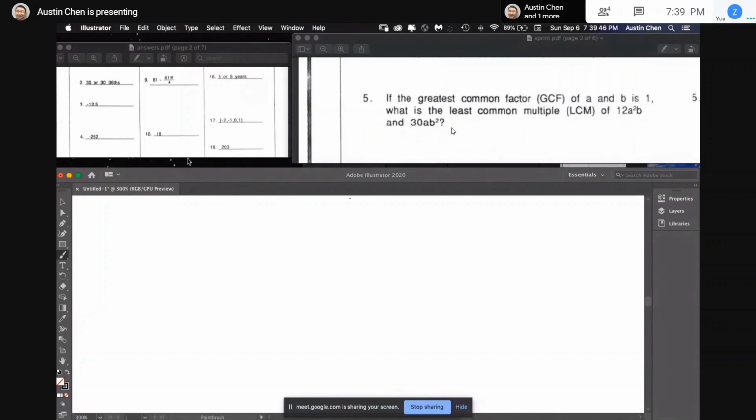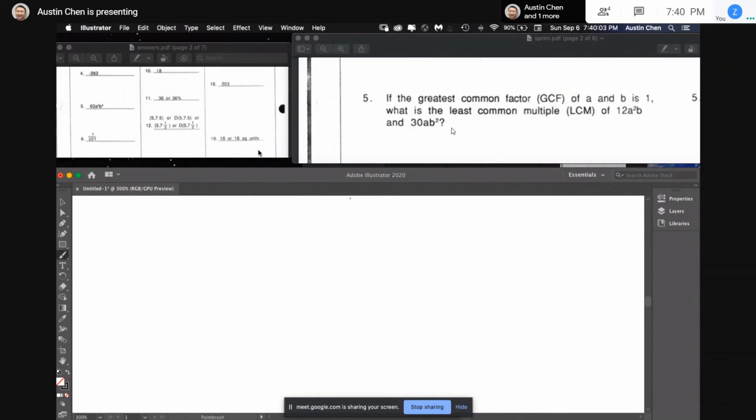Okay, what is the greatest common factor of A and B? If the greatest common factor of A and B is 1, what is the least common multiple of 12a squared b and 30ab squared? Okay, I think there's a really cheesy way to do this.